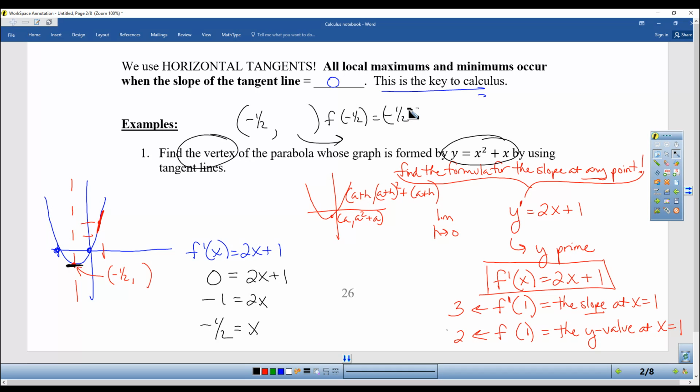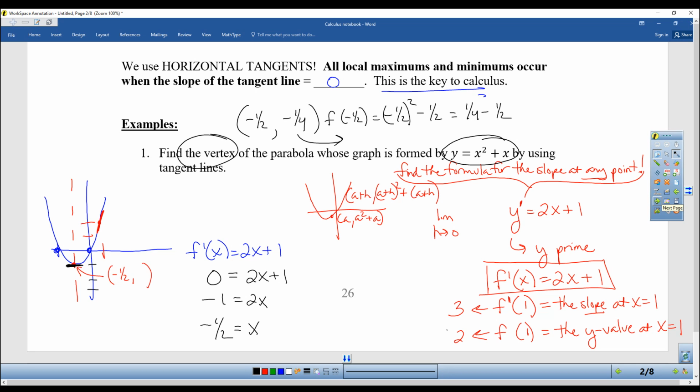negative 1/2 squared, make sure you have your parentheses. If you don't use your parentheses and you type this into your calculator, you're going to get the wrong answer, is 1/4 minus 1/2, which is negative 1/4. Okay, mine does not look like negative 1/4. Honestly, mine looks more like negative 1. So it must be a little shallower than that, but that is the correct answer.